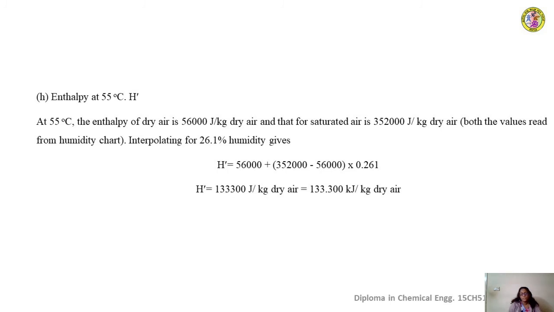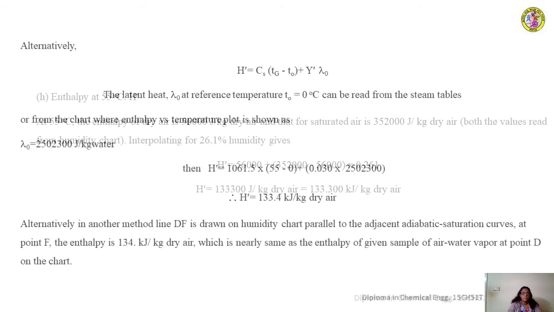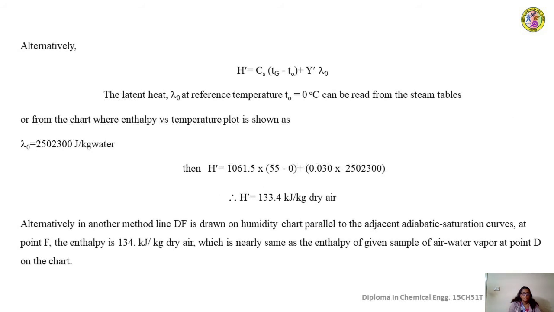So that is how you can use the humidity chart to estimate the different characteristics of a sample of air. This is done in an industrial process wherever humidification operation is being carried out. So this is an alternative method to estimate the H dash value.